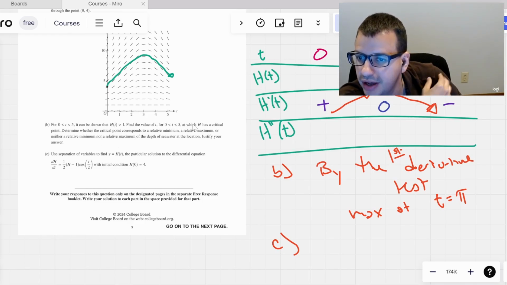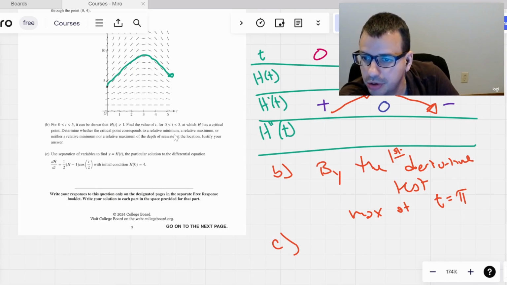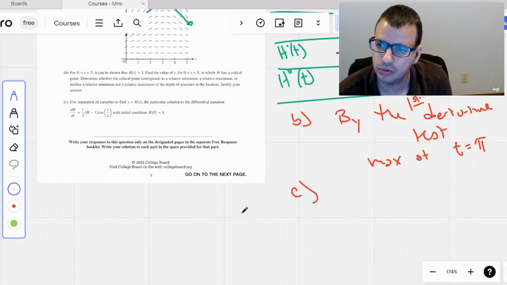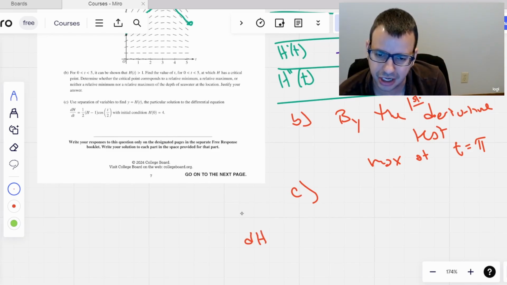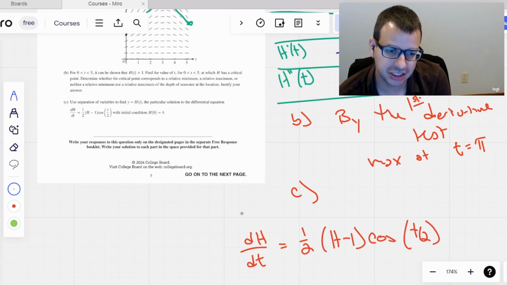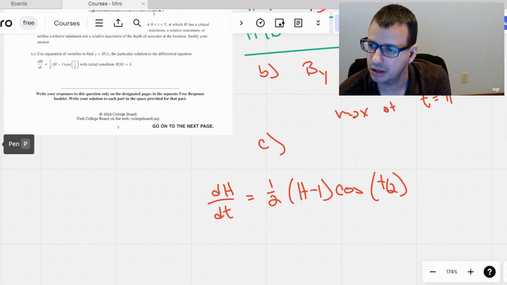Determine whether critical point, find the value at which h has a critical point. Determine whether the critical point corresponds with a relative minimum or maximum, or neither, blah, blah, blah. Justify your answer. Okay, use separation of variables. So they don't actually want us to find the actual maximum depth, I don't think. Use separation of variables to find h of y equals h of t, the particular solution to the differential equation. Okay, so no idea what's going on, but we're just going to rewrite this and kind of work through it. They said separation of variables, so I'll do separation of variables. Hopefully this is easy because I am not that clever.